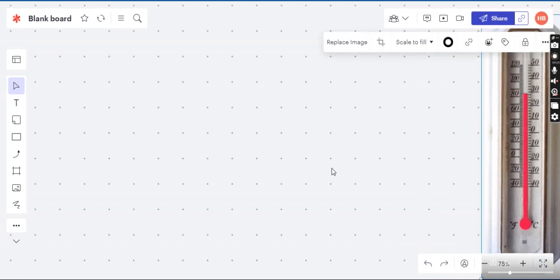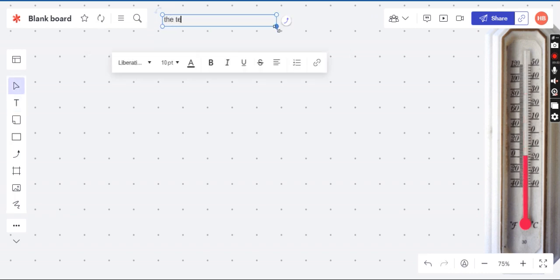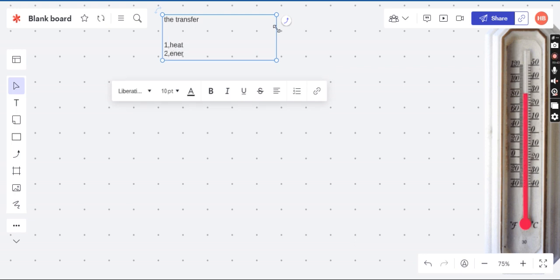Hello everyone. Today I'm going to talk about a very important topic, which is transfer of energy. We know that the transfer of energy takes place by two means.